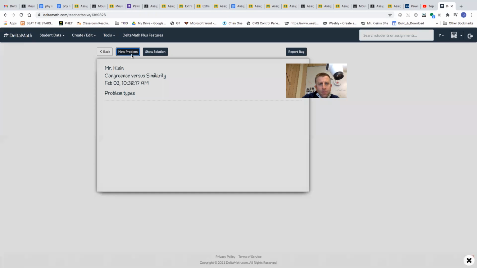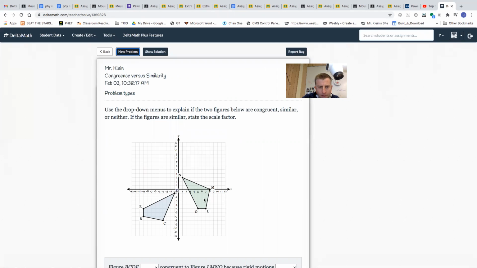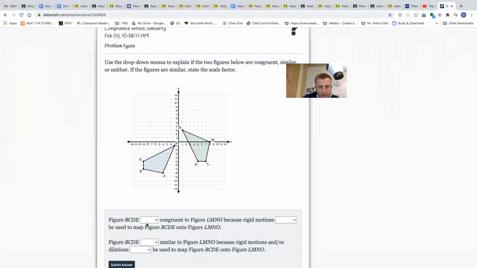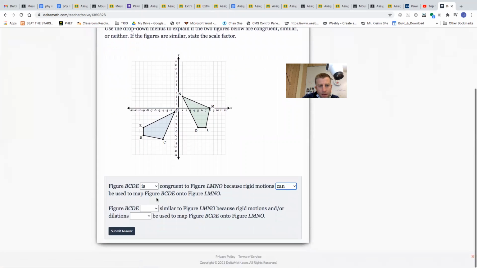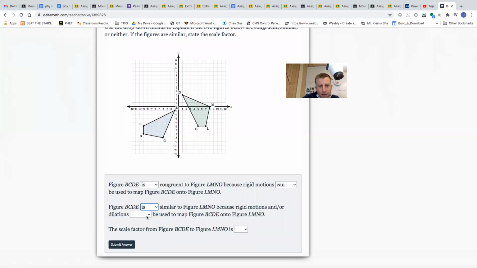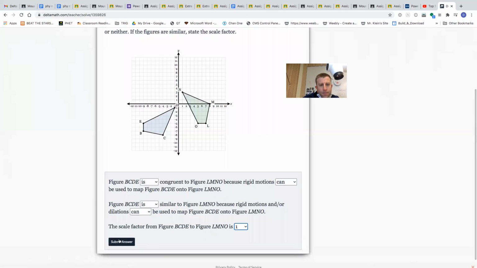Let me give you another one to find one that is. Okay, these look like they're probably congruent. Looks like a rotation. So that is congruent. There's a rigid motion that you can do. The rigid motion is a rotation. It's also similar, even though they're congruent. Dilation could be done. It would be a scale factor of 1 though, because it didn't change size. Okay, it's just a rotation. It doesn't change size, so that would be a scale factor of 1.